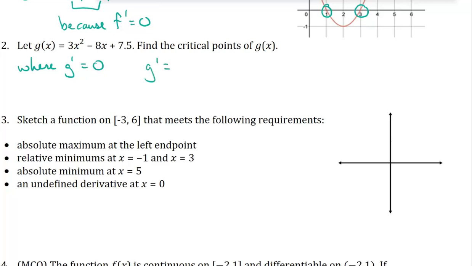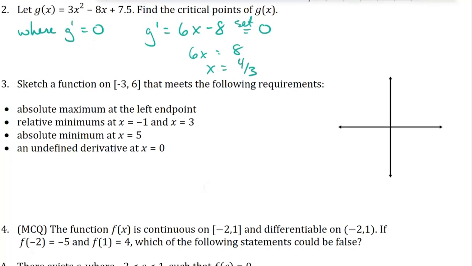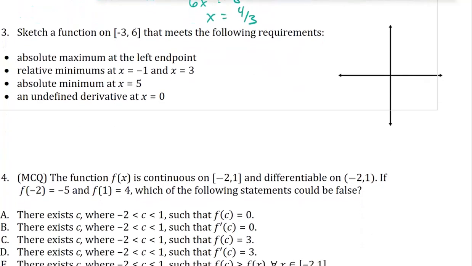G prime is 6x minus 8, so I'm going to set that equal to 0. And so 6x equals 8, x equals 4/3. So this is our only critical point for g. Okay, for number 3, we are sketching a graph that meets these requirements, and you could have something that also meets the requirements but might look a little bit different from mine.